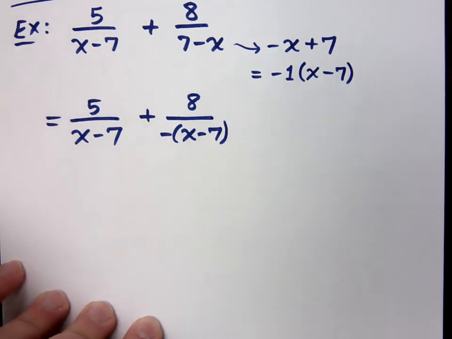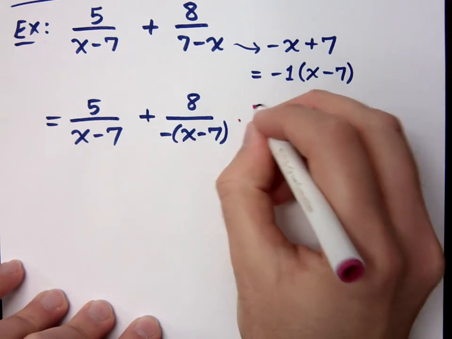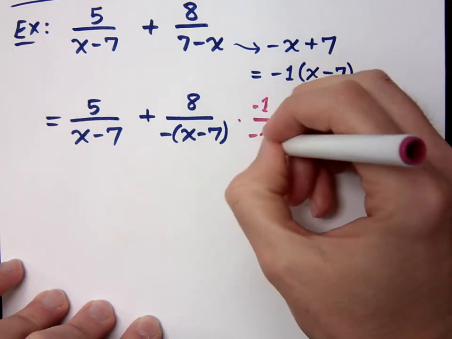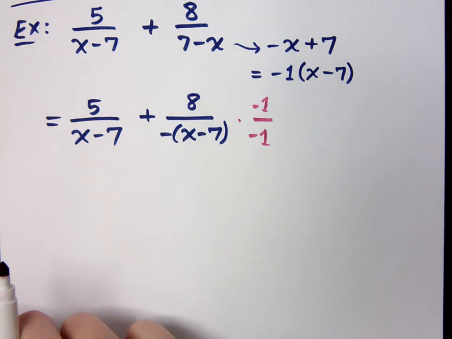Watch the magic. See it? If I multiply top and bottom times negative 1, is that okay to do? What's negative 1 over negative 1? It's just 1. I have to do it to the top and the bottom because I'm multiplying times the number 1, right? I can multiply times 1 and it doesn't matter.